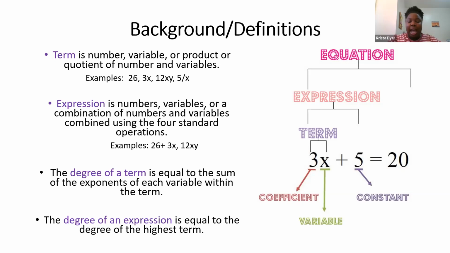So our next definition is how to find the degree of a term. The degree of the term is equal to the sum of the exponents of each variable. So if we go back to our term examples, let's look at 12xy. In 12xy, we have 2 variables, both with exponents of 1. So the degree of 12xy is equal to 2. The degree of an expression is equal to the degree of the highest term. So if we take our expression and we split it up into each of its terms, we can find the degree of those terms, and whichever one is greatest is equal to the degree of the expression.